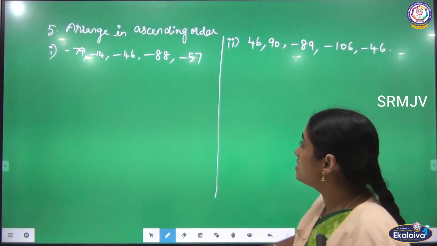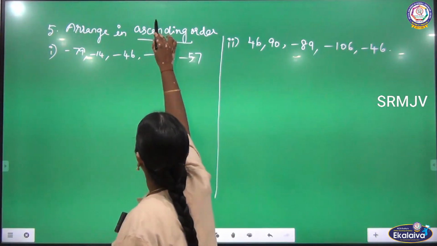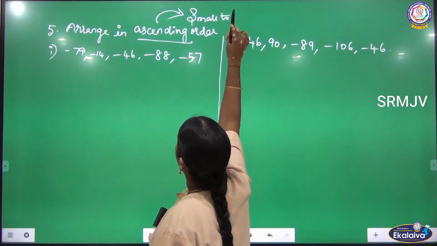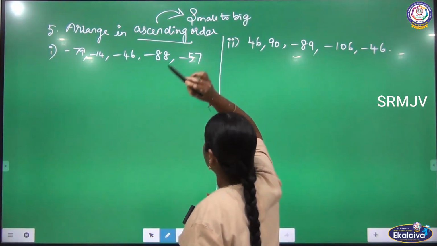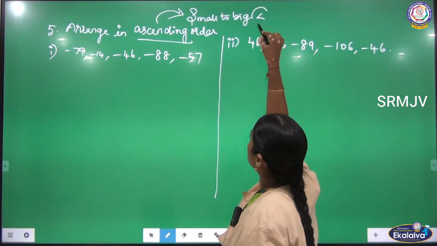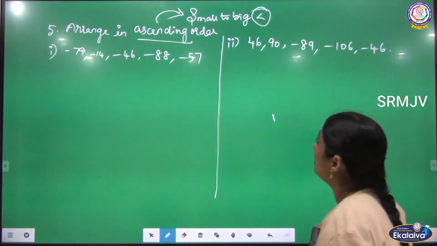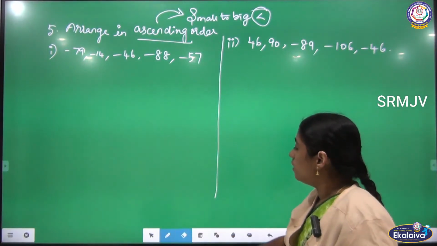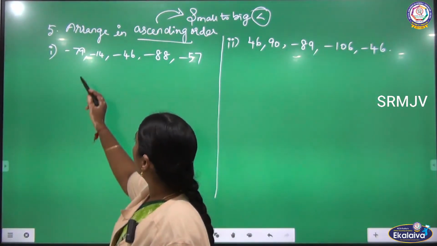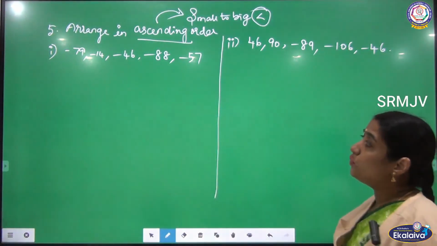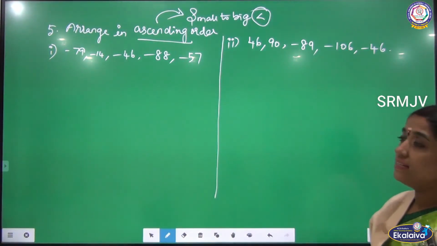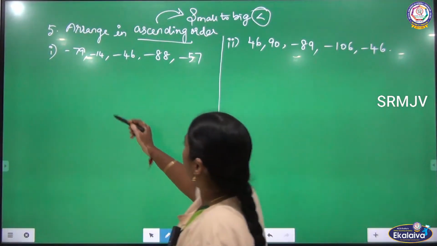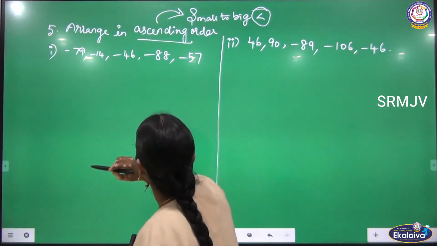Next, I will move on to the ascending order. Ascending order means small to big. What is meant by ascending? Small to big. Okay. And I can use the less than symbol. What symbol can I use, children? Less than symbol. Okay, listen. See, you have 5 negative integers. In this I am going to arrange from small to big. Listen, see, from these 5, which one is the smallest here?